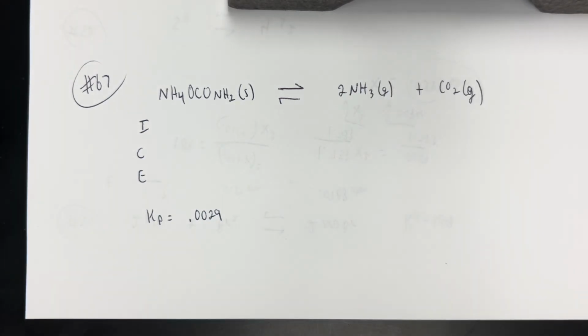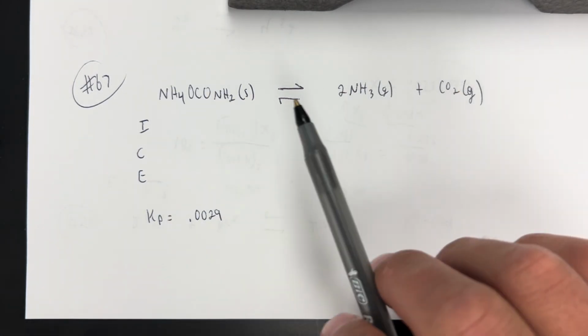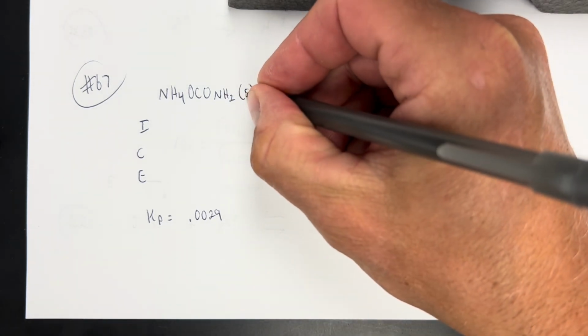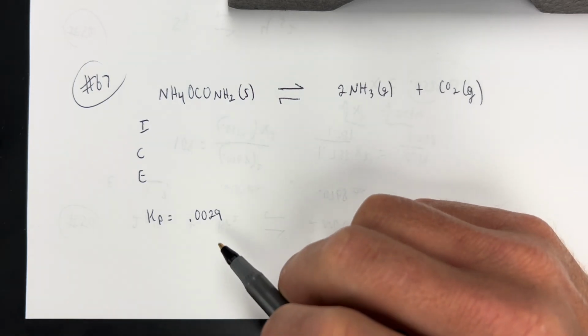Here's number 67. Here's the equilibrium that's happening. If you pay attention to this, you gotta be careful always. There is a solid involved in this. So remember, that is not part of our equilibrium expression.